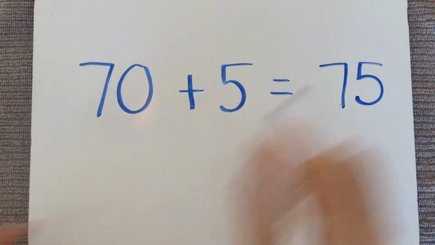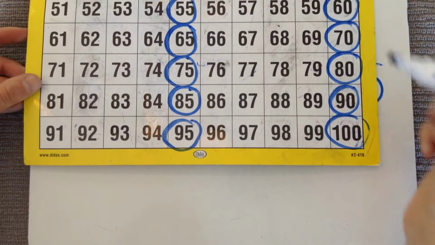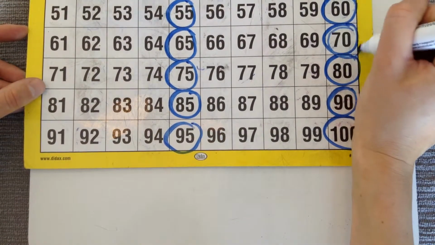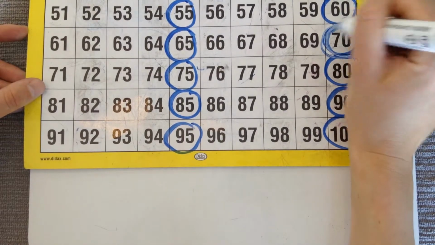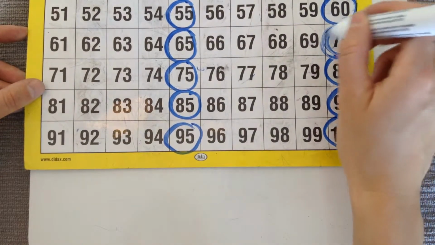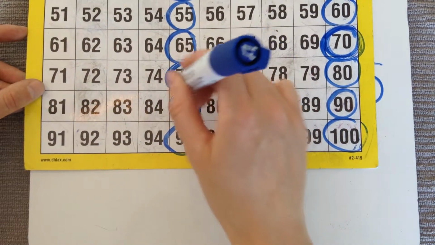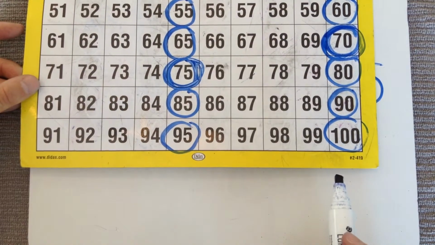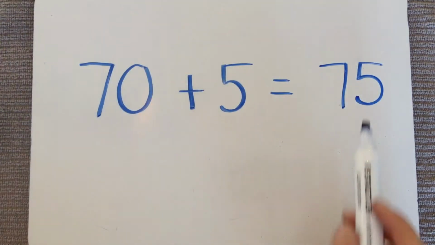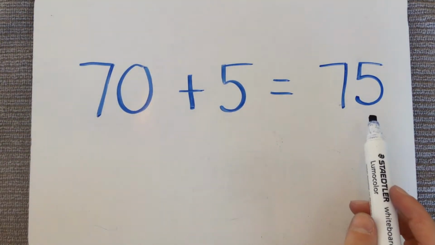Of course, you're more than welcome to use your 100 chart to help you remember that. Here's 70. And if we continue on with our pattern, the next number that we would say after 70 is 75. That means it's 5 bigger than the last number. So the answer is 75.